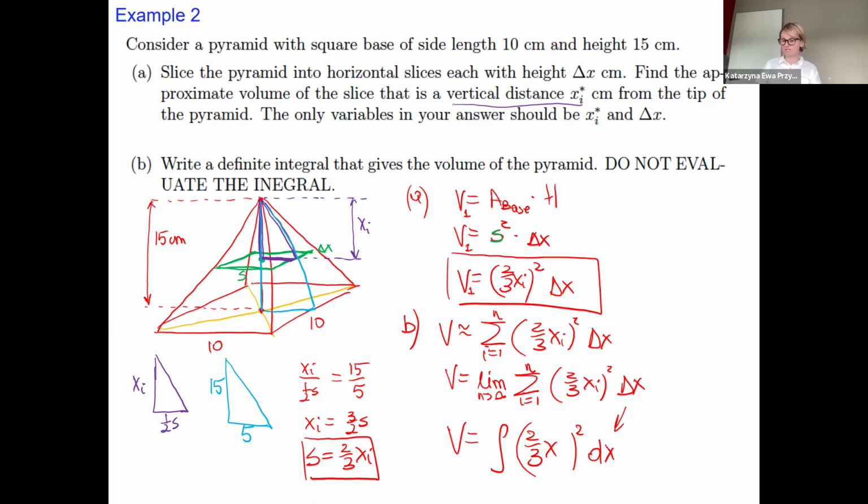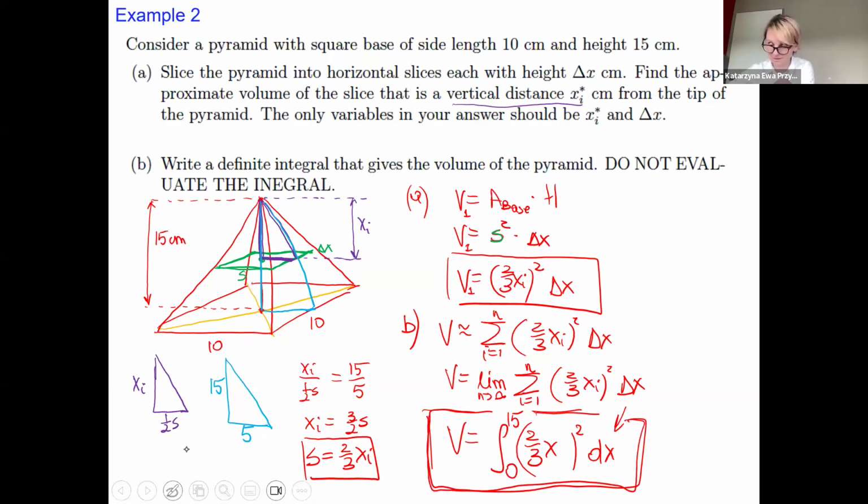The limits of integration are whatever we are slicing. We sliced from 0 to the entire height, from 0 to 15. This is the answer to part B. We don't have to evaluate the definite integral, though you can tell me the answer.